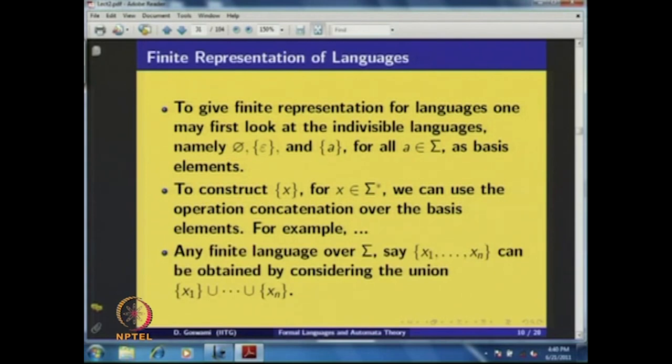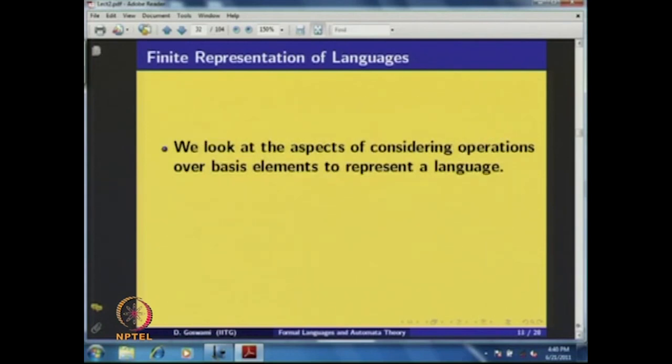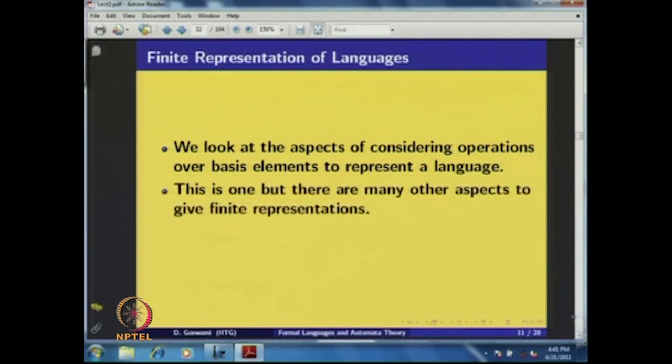Any finite language over sigma, say x 1, x 2 up to x n, where each x i is a string over sigma star, can be obtained by considering the union of these singleton elements x 1 union x 2 and so on. That means, you can consider the operations Kleene closure, concatenation and union to apply on the basis elements to construct any kind of languages. Now, we look at the aspect of considering operations over basis elements to represent a language. This is one of the aspects, but there are many other aspects to give finite representation. We will consider those aspects later on.